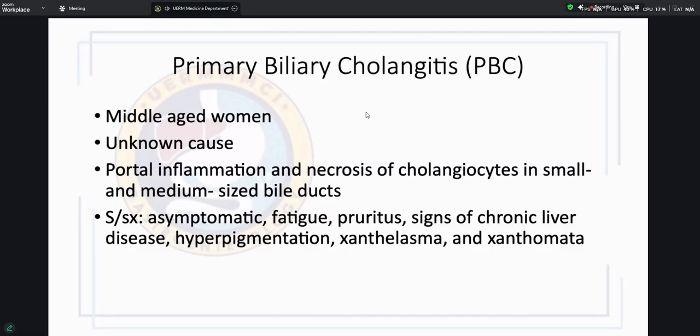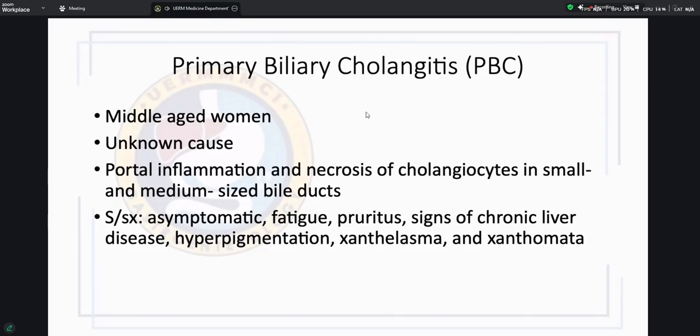Primary biliary cirrhosis, or PBC, is a very rare disorder, and most of these patients are middle-aged women with the median age being 50 at the time of diagnosis. The cause of PBC is unknown, although it is believed to be caused by autoimmune attack in small and medium-sized bile ducts, causing portal inflammation and necrosis of cholangiocytes.